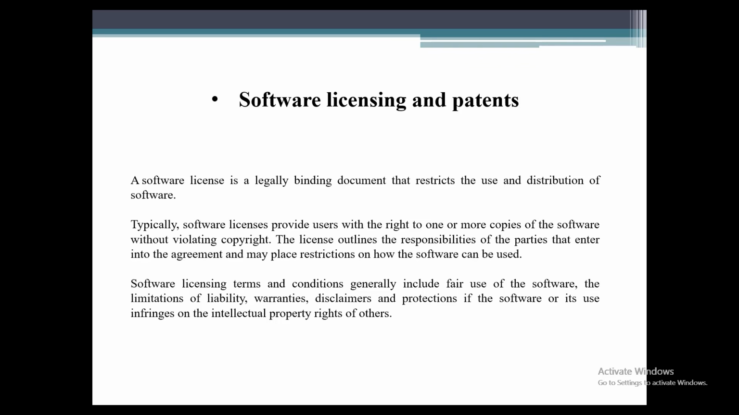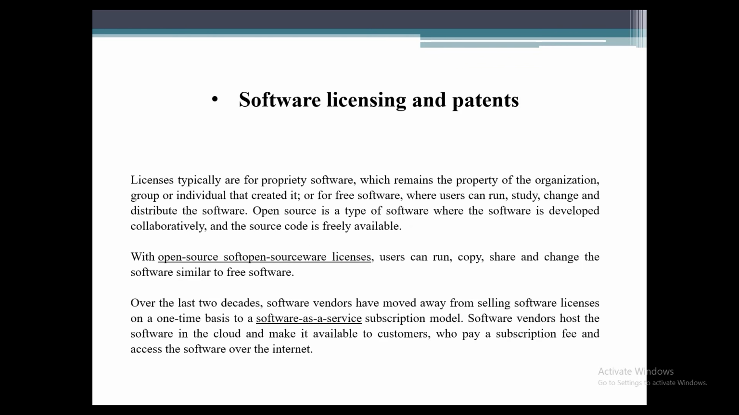So, software licensing terms and conditions generally include fair use of the software, the limitation of liability, warranties, disclaimers, and protection if the software or its use infringes on the intellectual property rights of others. Licenses typically are for proprietary software, which remains the property of the organization, group, or individual that created it.